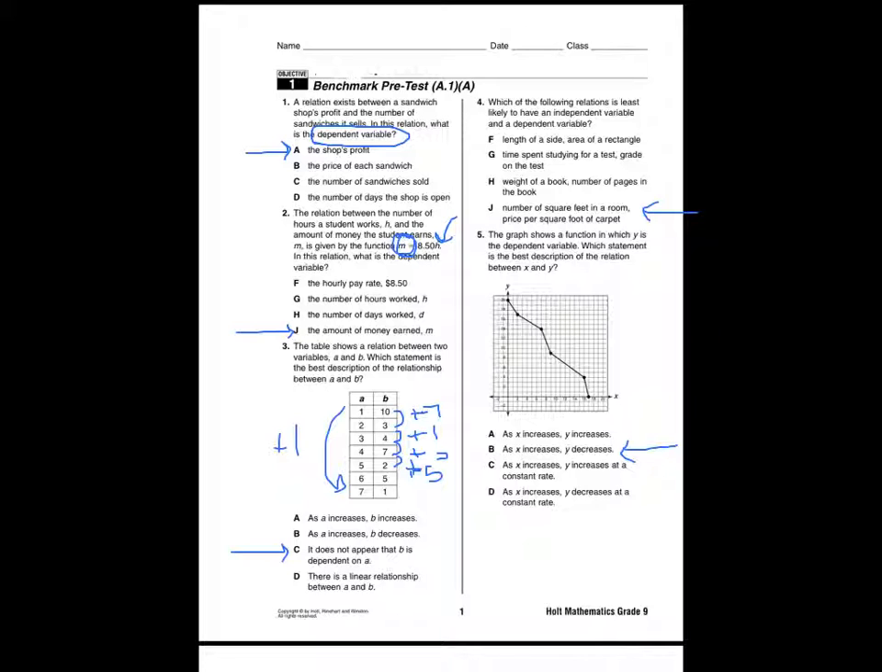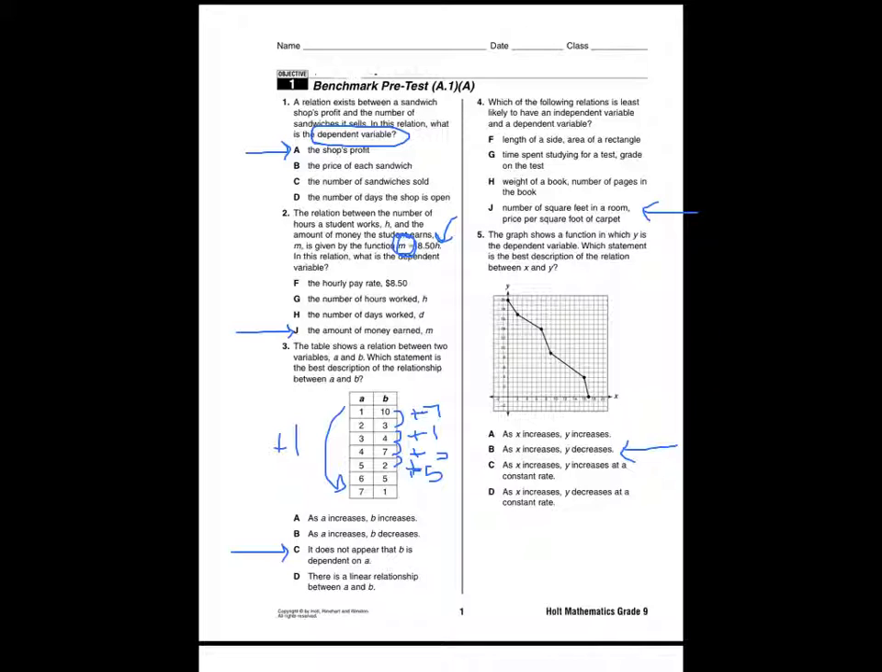So if you look at J, the number of square feet in a room and the price per square foot of carpet. Okay, so when carpet places set their prices, they don't set their prices based on how big your room is. So those are not dependent on one another. Okay, all right. For number 5, we have a graph here. You guys do a really good job with graphs. You're able to see that relationship.